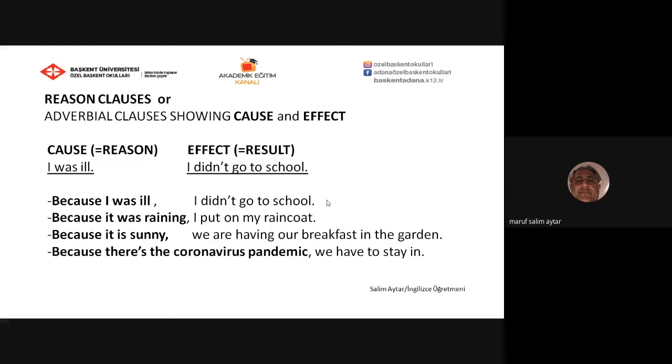Because I was ill, this is showing cause or reason, I didn't go to school. And that was the result, the effect of being ill. Because it was raining, I put on my raincoat. Because it was sunny, we're having our breakfast in the garden. Because there is the coronavirus pandemic, unfortunately, we have to stay in.